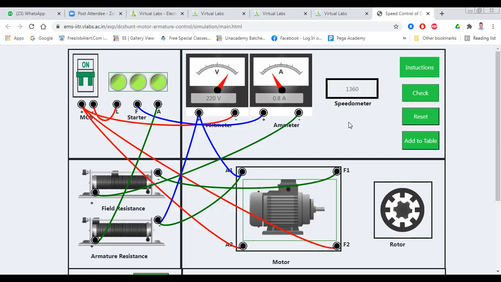Yes, sir. Okay. So the rated speed of the DC shunt motor is near about 1500 RPM. In the electrical machine lab of Dumka Engineering College, we have many DC shunt motors, and the speed is near about 1500 RPM. So the motor is running near the rated speed. We can clearly see the speed of the motor is 1360, right? After that, what will we do?